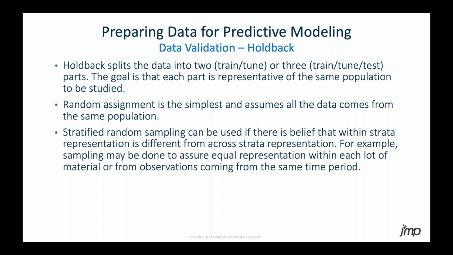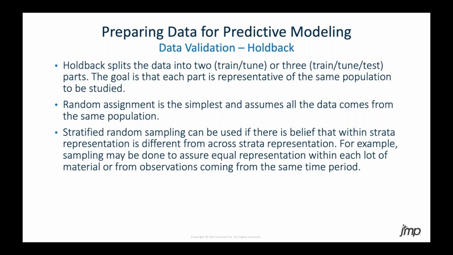The other thing to keep in mind is that in some cases I want to do some sort of stratified sampling. So in this case, I might believe that within strata, representation is a bit different than across strata representation. This might happen for a time-dependent case where data from 1 week might be different from data from a second week. So I probably want to split my data up so that I've got an equal representation in test, training, and validation, or test and validation for each week.